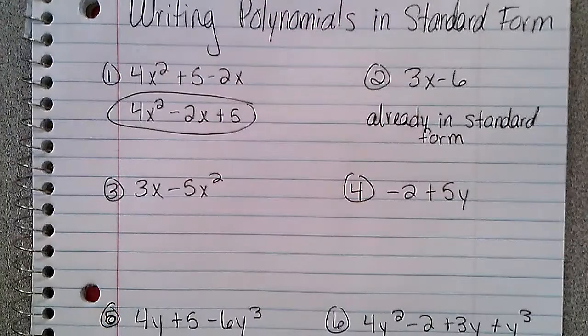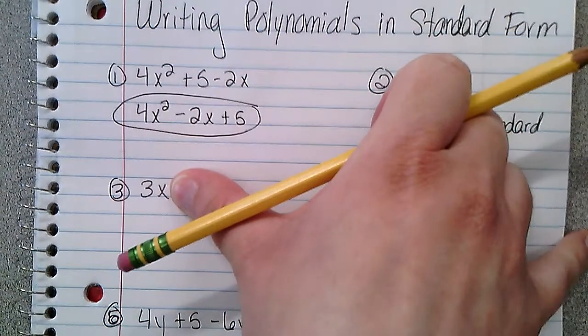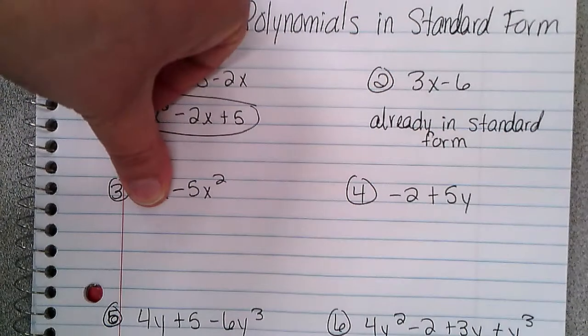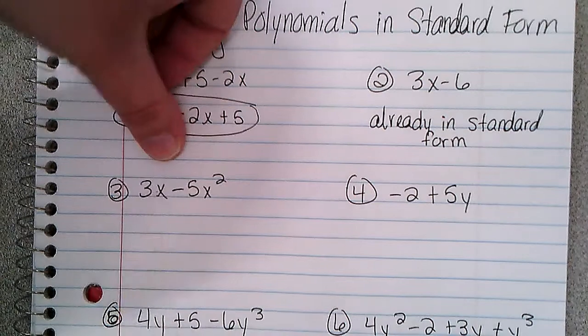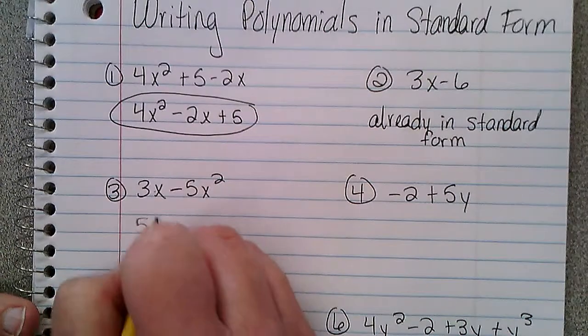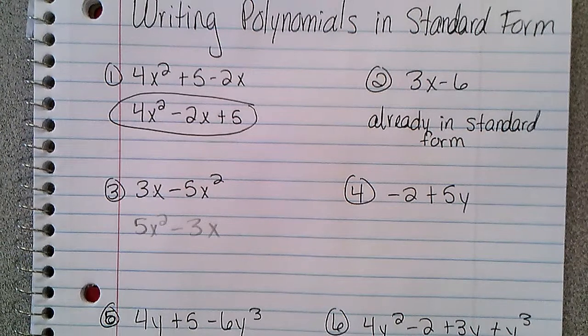For number 3, this is the most missed problem, so I'm going to do it incorrectly first, because this is the most common mistake. So we've got 3x, so that would be an implied exponent of 1. Then we've got our 5x squared, so an exponent of 2 is higher than an implied exponent of 1. So I just flip those around. So take a second and look at that and think about why it's wrong. This is the most common mistake.